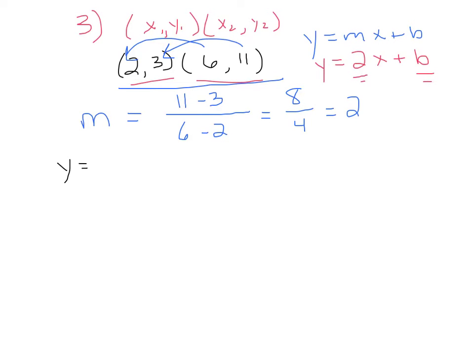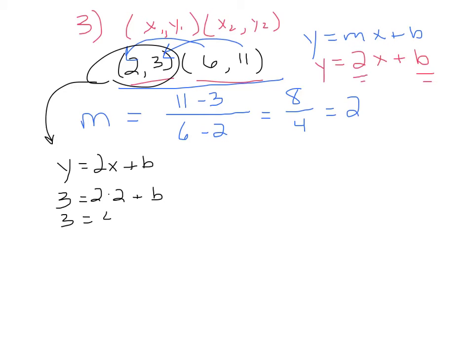Let's go ahead with y equals 2x plus b. Let's do 2 and 3 in here. So we'll do 3 is equal to 2 times 2 plus b. We'll go ahead and simplify that. Subtract. And b will equal -1.